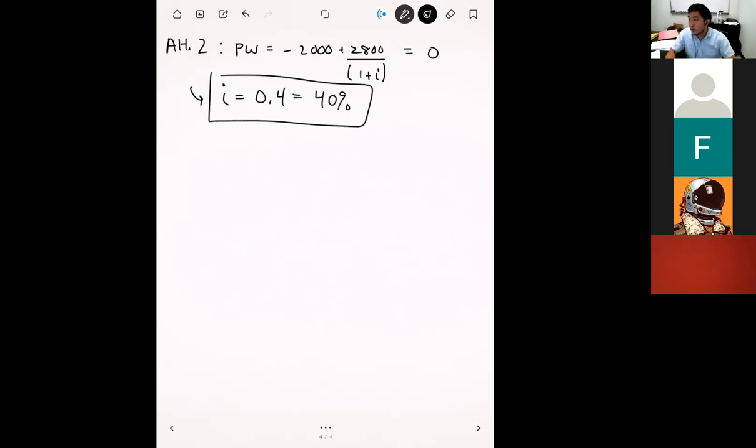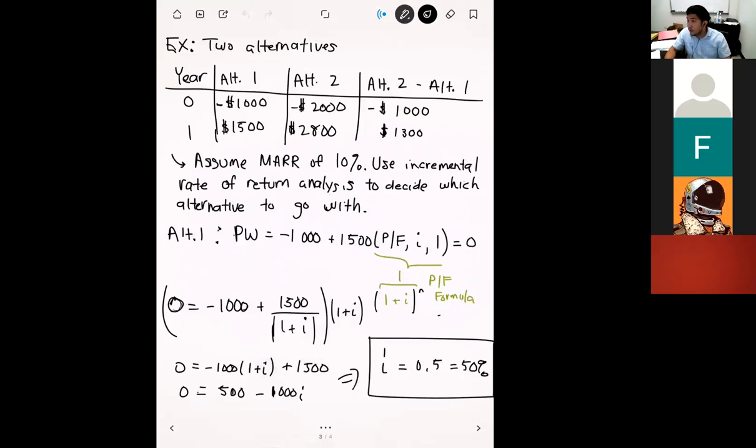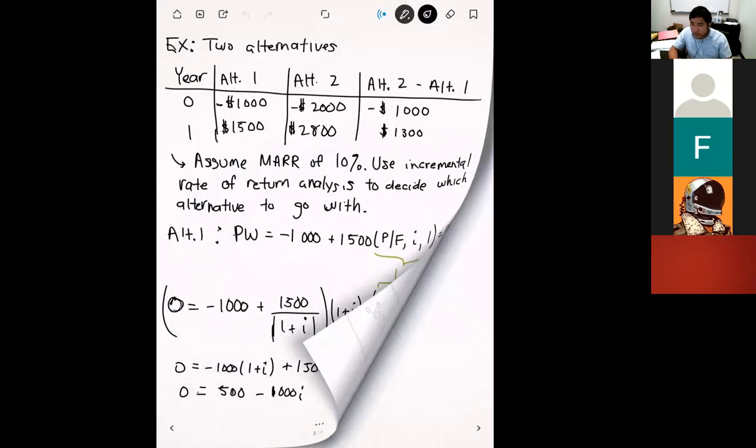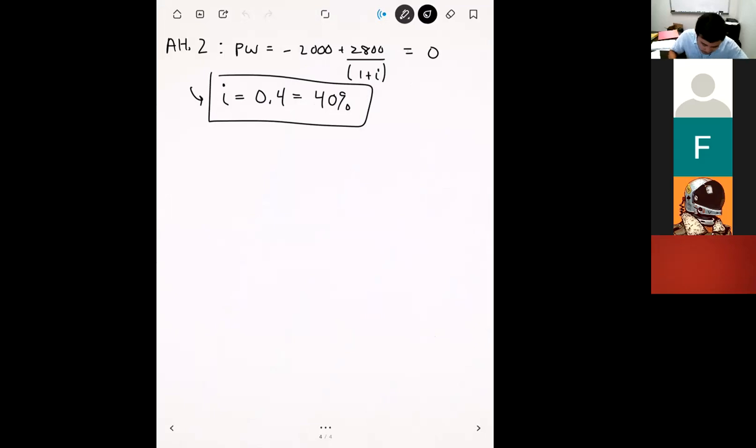And so that's the rate of return for option 2. For option 2, we put in $2,000, and then it grows by 40% a year later. Okay. All right, and so when you look at these two results, you see that for option 1, we have a rate of return of 50%, and for option 2, we have a rate of return of 40%. It seems like option 1 is better, right? Because we have a higher rate of return. But we're not done with the problem yet. And so let's do the rate of return of the increment, or the difference between them. And then let's use that to decide what we're going to do.